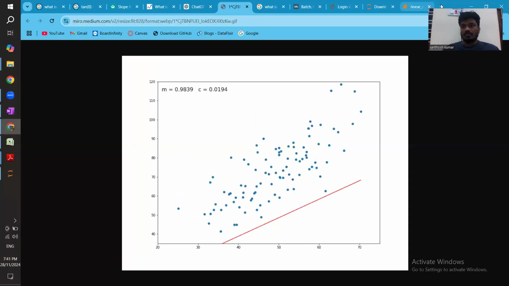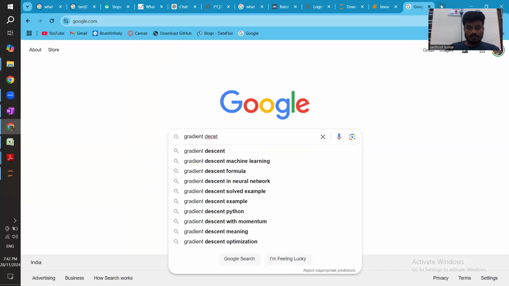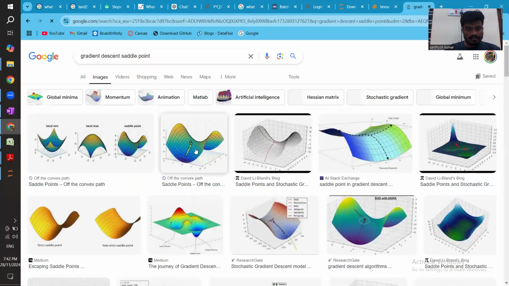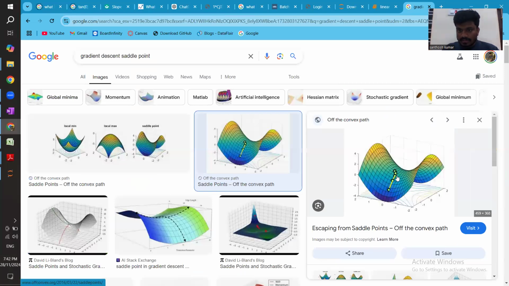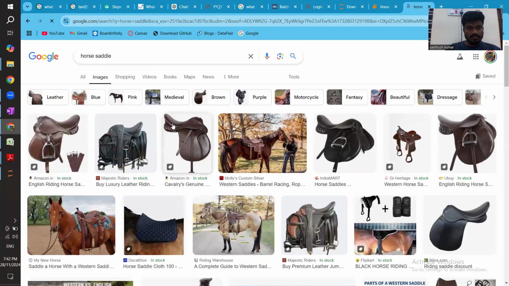So if I just show you a saddle point, it will be like this. If you see in this 3D, it's almost flat. This is a curve, but for some reason in the update, it becomes like a small plateau. The update is not much. That point is called a saddle point, and the reason why it's called a saddle point is the horse saddle. See this shape and the horse saddle, so it is almost, you see this part, this shape.